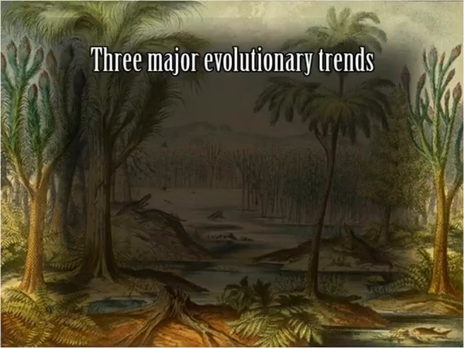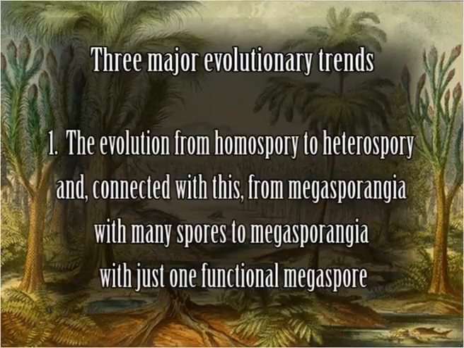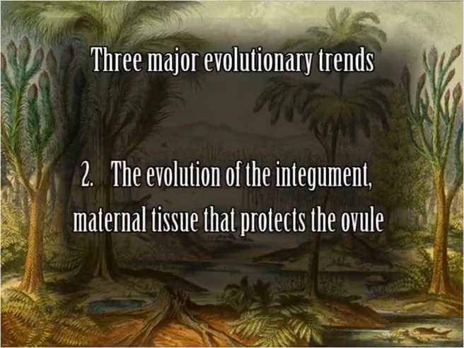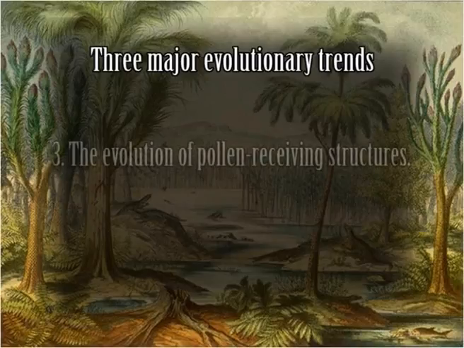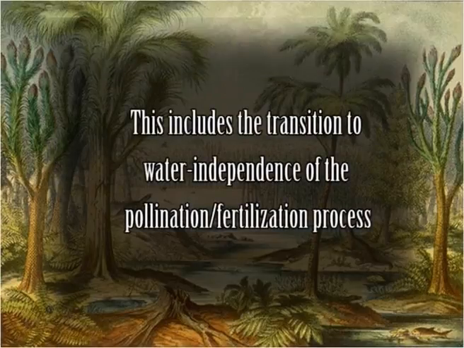Three major evolutionary trends were important for the transition from the seed ferns to the gymnosperms, from the spores to the gymnosperm seed. First, the evolution from homospory to heterospory, and connected with this from megasporangia with many spores to megasporangia with just one functional megaspore. Second, the evolution of the integument, maternal tissue that protects the ovule. Third, the evolution of pollen receiving structures. This includes the transition to water independence of the pollination or fertilization process, as water is required for fertilization.